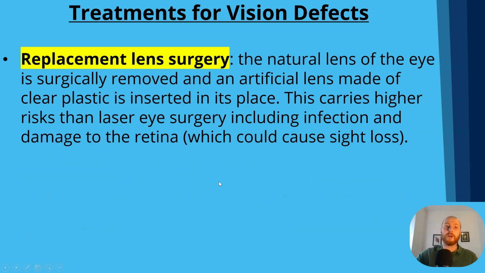Now, another option is replacement lens surgery. This is where the natural lens of the eye is surgically removed, so taken out of the eye, and an artificial lens made of clear plastic is inserted in its place. This of course carries higher risks than laser eye surgery, including infection and damage to the retina, because we're actually going inside the eyeball here, and this could cause sight loss.